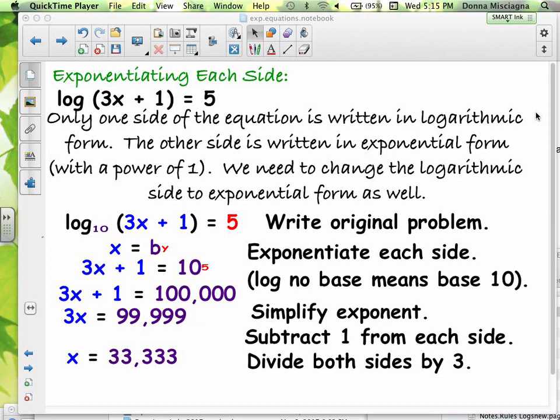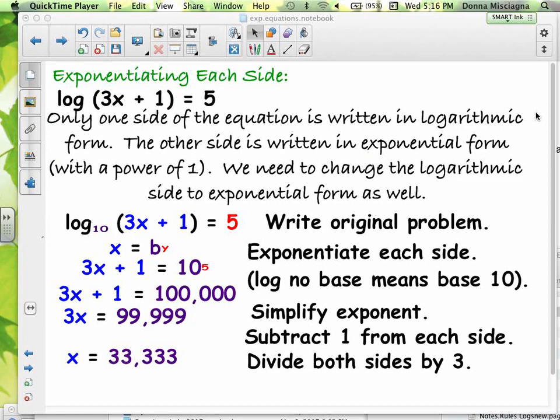All right, so if only one side of the equation is written in logarithmic form and the other side is written in exponential form, in other words, it's a number, there's no log. It's not log equals a log, it's log equals a number. We need to change the logarithmic side to exponential form as well. So we're just going to rewrite this as an exponential equation.